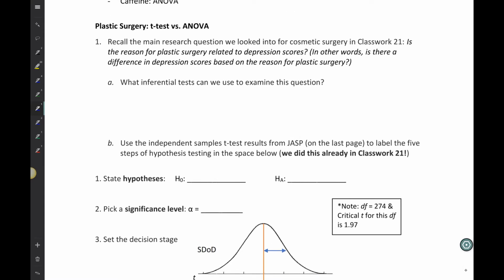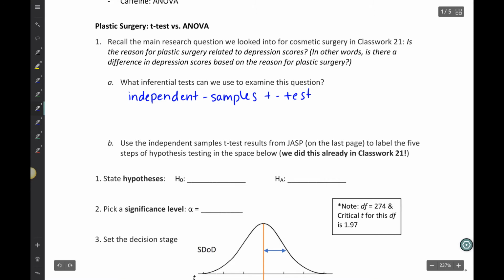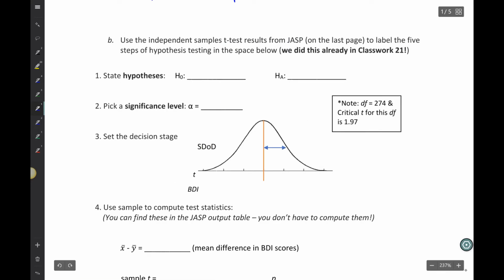It is again the plastic surgery example. Is the reason for plastic surgery related to depression scores? Or in other words, is there a difference in depression scores based on the reason for plastic surgery? So as we did last time, we could assess this using an independent samples t-test, which is what we did last time and what I would like you to again fill in here.